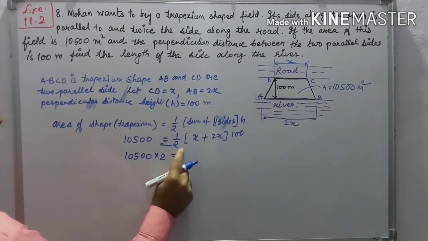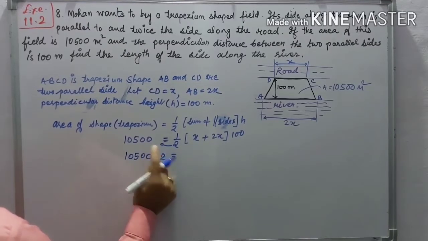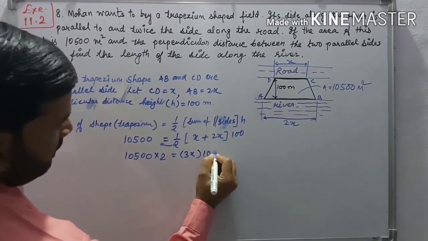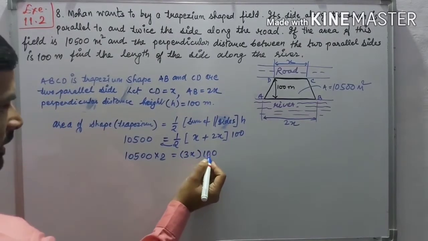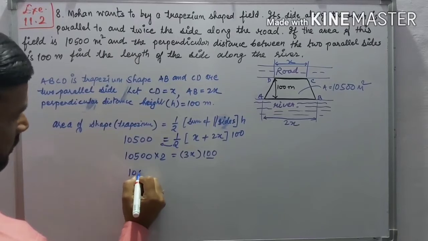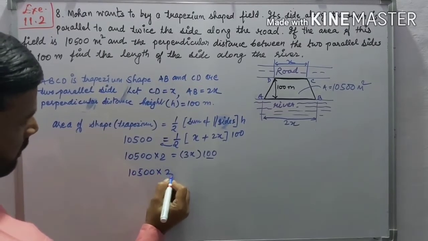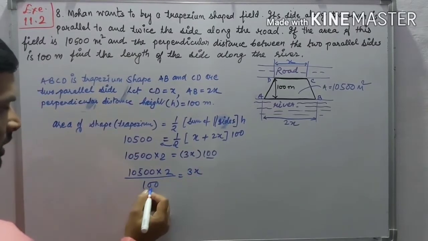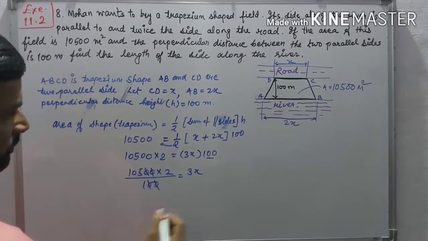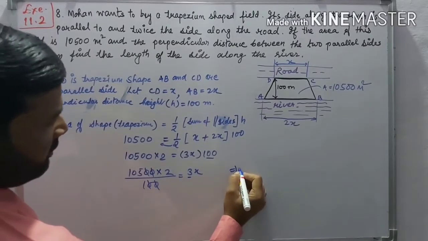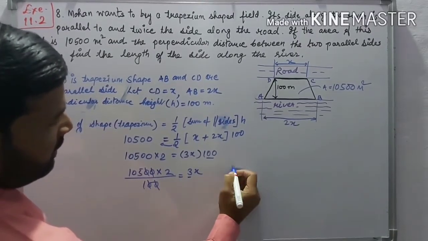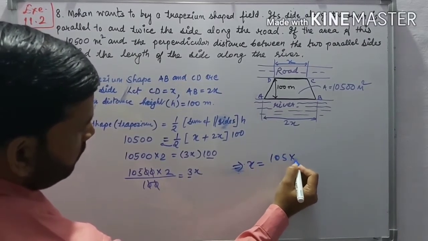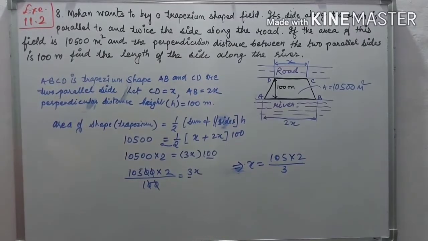Transfer to, because here is a denominator, division will go to multiplication. Then x, 3x in bracket 100. Then 100 will be transferred to 105 into 2 upon 100 is equal to 3x. 100 to 102 cancel. Now 3 will transfer, that means the value of x is equal to 105 into 2 upon 3.